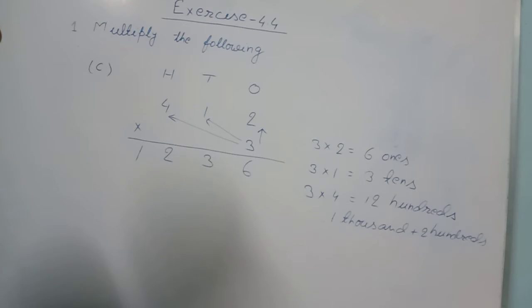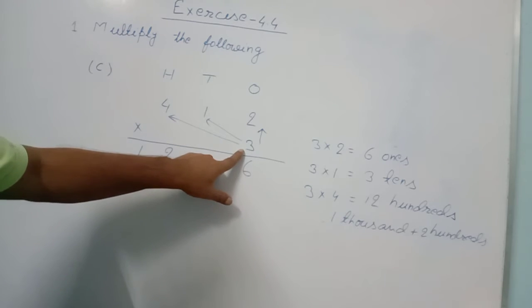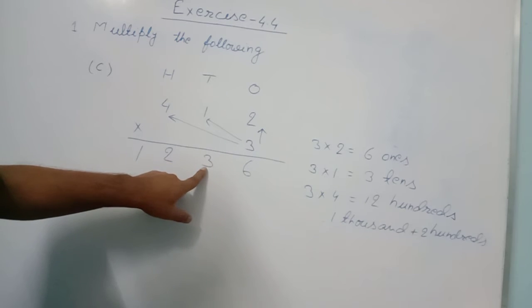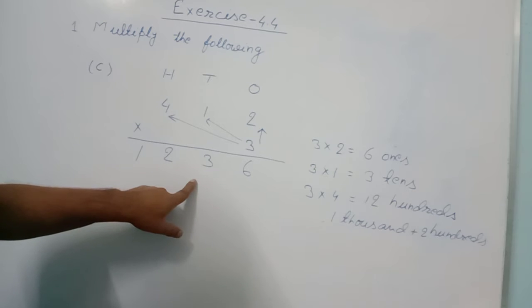So what are we doing? This 2 I multiplied, 3 2s are 6, I wrote here 6, 3 1s are 3, I wrote here 3, 3 4s are 12, I wrote here 12. Very simple.